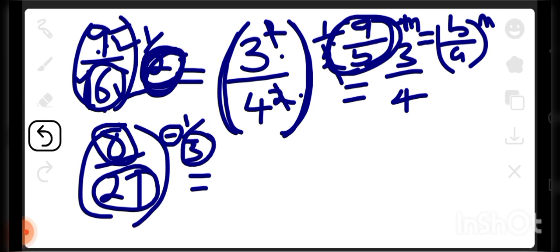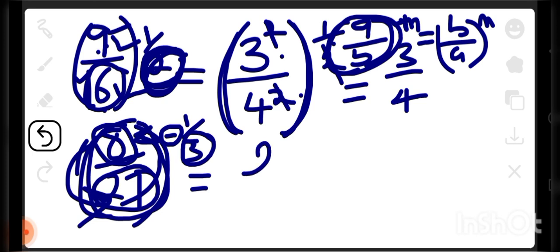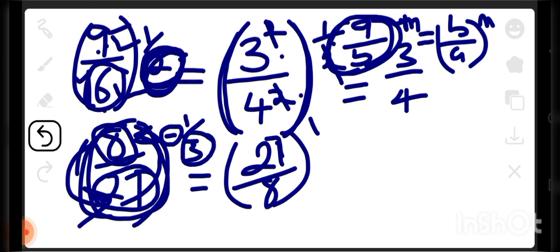So if I take the reciprocal of this, it means you just turn it upside down. The denominator will move to the numerator, and the numerator will come to the denominator. 27 will go up, and 8 will come down. Then the minus sign disappears, leaving power 1/3.